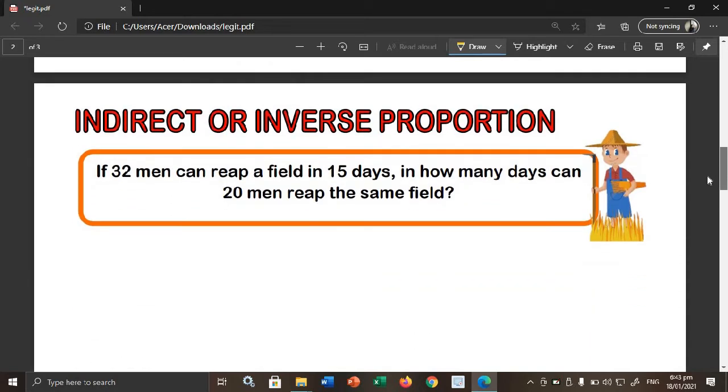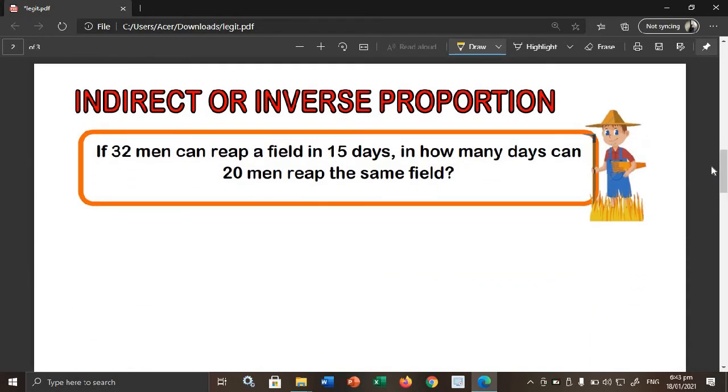How about the second classification or second kind of proportion? We have what we call indirect or inverse proportion. Indirect is, of course, the opposite of direct. In direct proportion, when one value goes up, the second value also goes up. In indirect or inverse proportion, when one value goes up, the other value goes down, or when one value goes down, the other value goes up. So it's reversed, right?